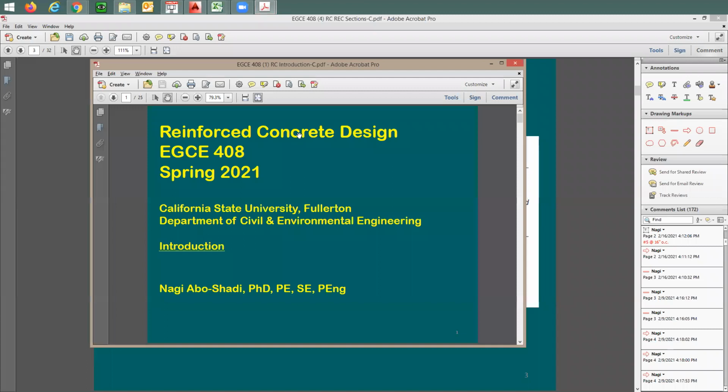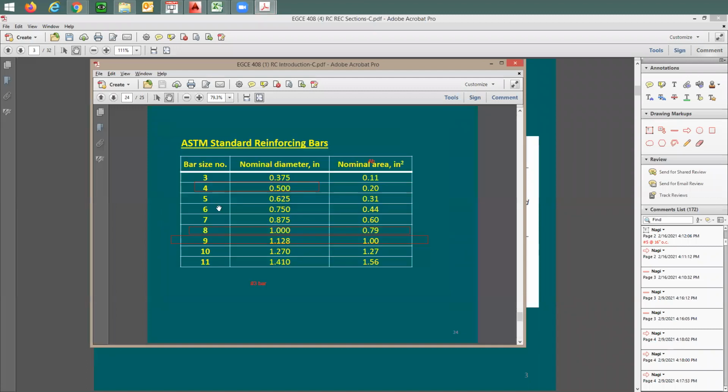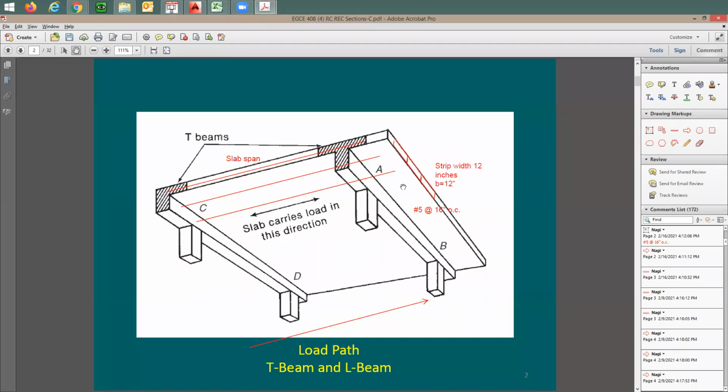So where do you have this cross-section area of one rebar? I'm going to take you to this slide set. You go, let's say number 5 is going to be 0.31 square inches. This is for one rebar. But once you put here the spacing, the question is how much As you have per each 12 inches. So we need to learn the trick. How can we do this, right?